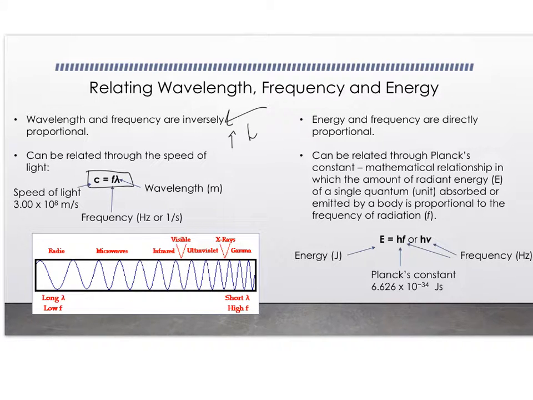It's right here. C stands for the speed of light, which is 3 times 10 to the 8th power meters per second. F is your frequency, which is your hertz unit. And then wavelength is your lambda symbol, usually notated in the unit meters.